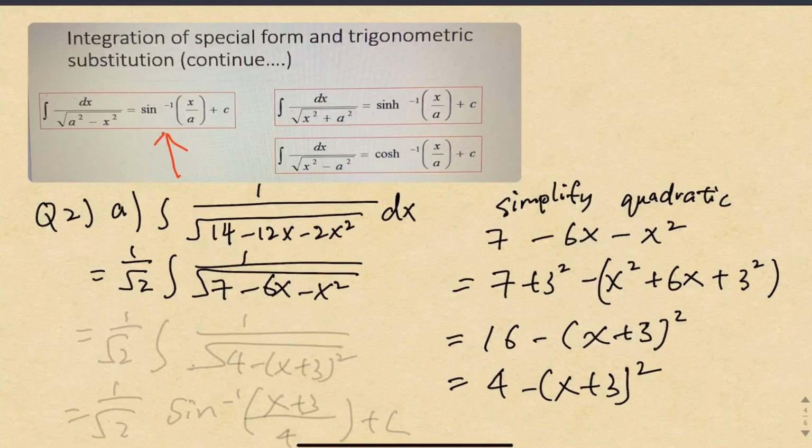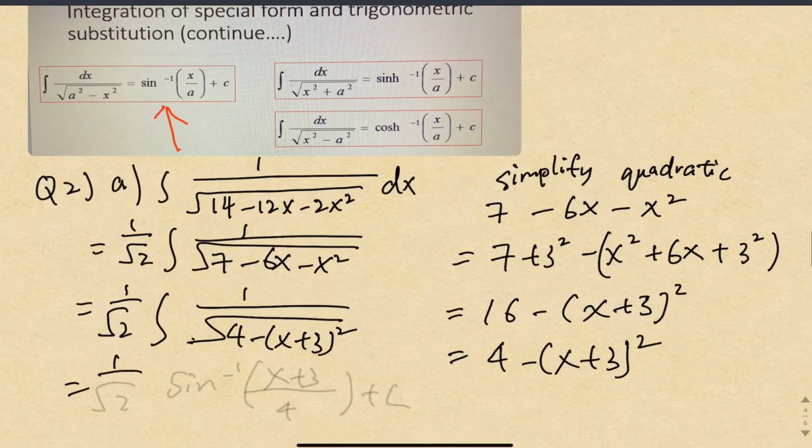So the integral becomes 1 over square root of 4 minus x plus 3 to the power of 2. So now you can straight away integrate it. So make use of the form, inverse sine of x plus 3 over 4.